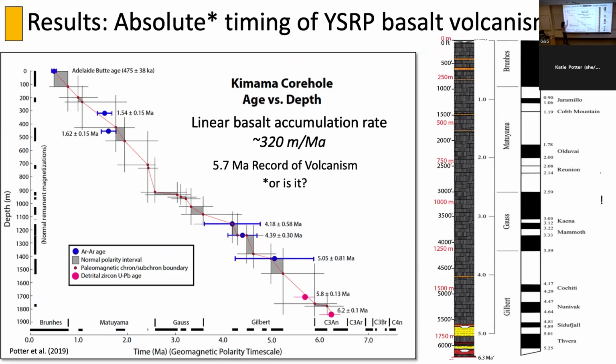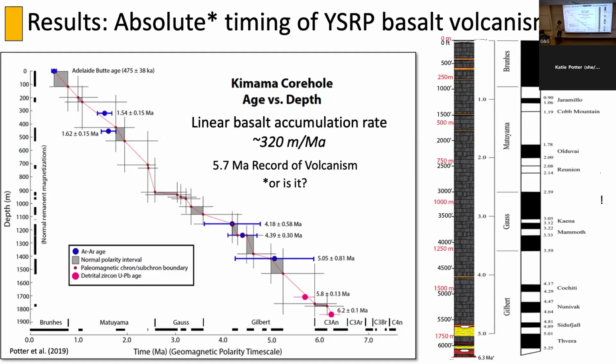And what we have is a pretty nice linear accumulation rate, or a record of volcanism. I should point out, we also use paleomagnetic data that is reconciled to our geomagnetic polarity timescale. And this gives us an accumulation rate of about 320 meters for every million years. So 320 meters of basalt erupts every million years in this part of the Snake River. The entire core represents about 6 million years of volcanism.